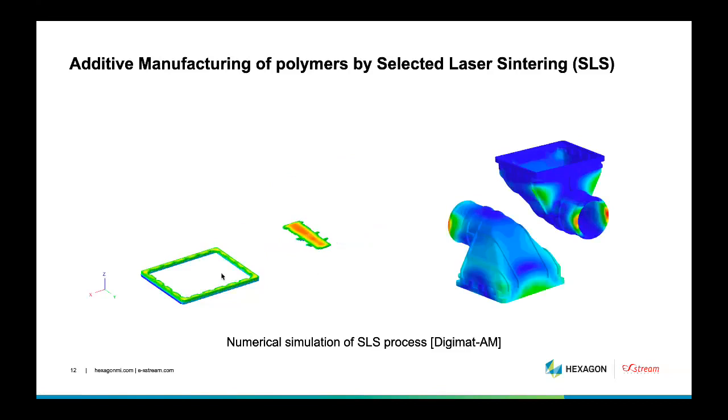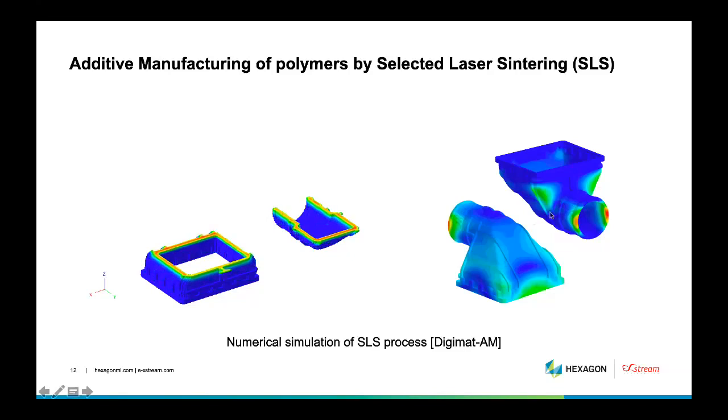So we assume that we have a homogeneous model, thermoelastic or thermoviscoelastic, and then we couple the heat equation with the mechanical problem, and we are able to simulate the process, and then also the parts at the end of the process. And as I said, these are two parts, the same parts, but they are produced with different printing directions. And we will see at the end that the printing direction has an important role on the performance of the final part. So these two parts will not behave in the same way.